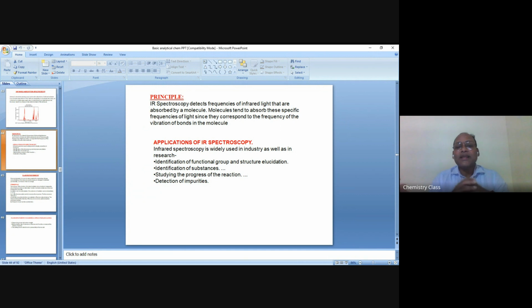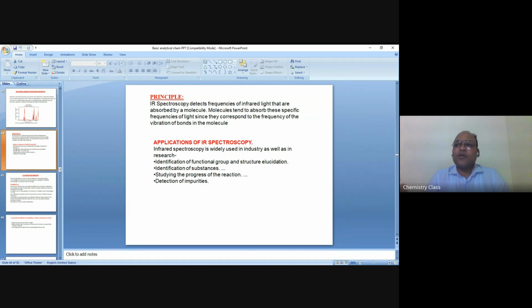Application of IR spectroscopy: infrared spectroscopy is widely used in industry as well as in research. First, identification of functional groups and structure elucidation. I told you right now, it is used for the identification of functional groups. What are the functional groups associated, what is the structure, which atom? If a nitrogen bond is there, then what will happen? The graph will go to which position? Everything is there.